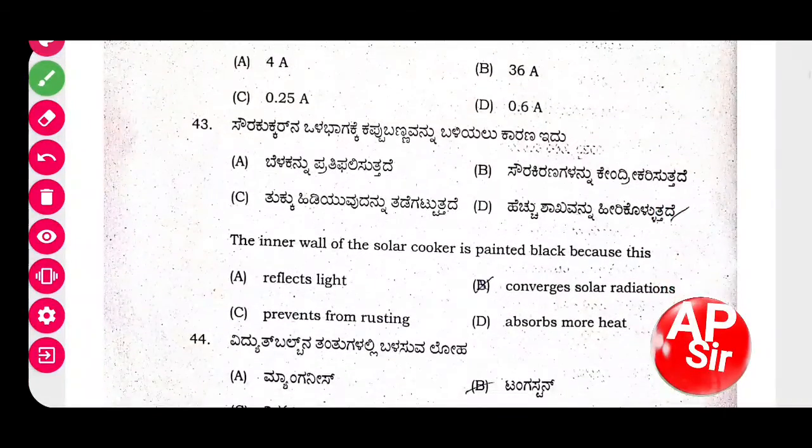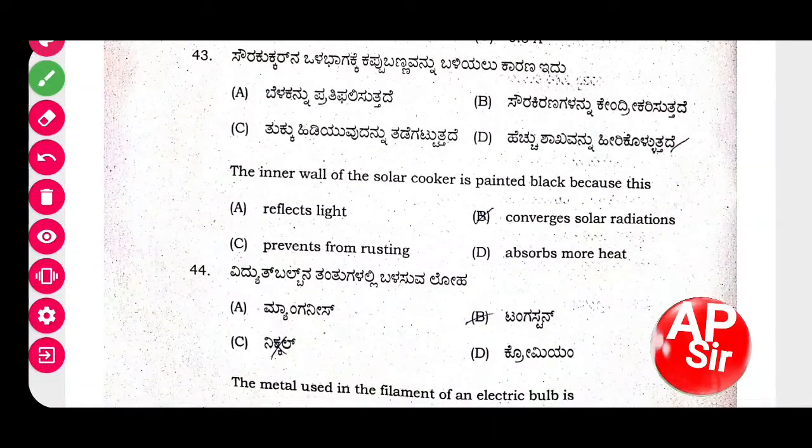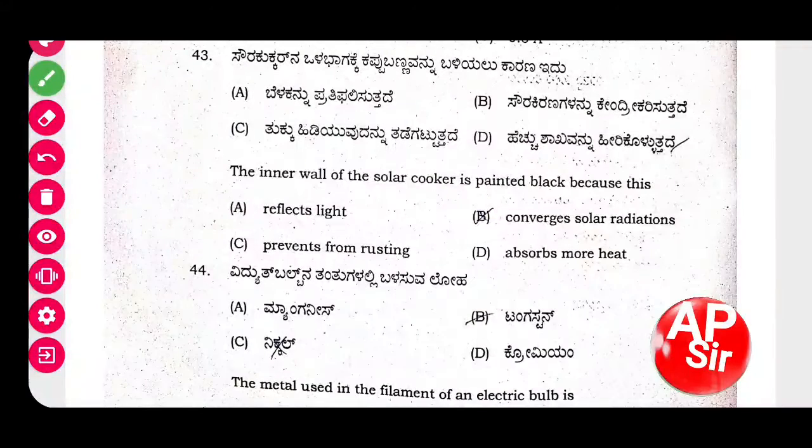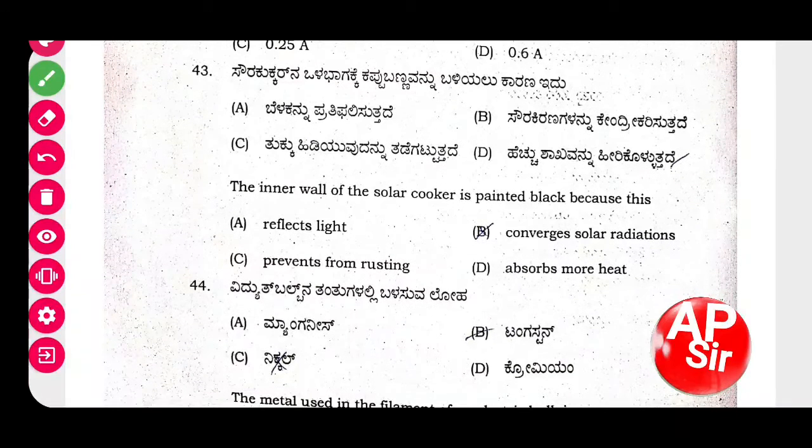The next one: the inner wall of the solar cooker is painted black because, what is the reason? Very important question. It is from your sources of energy lesson. Option A, reflects light; second, converges solar radiations; prevents rusting; absorbs more heat. The accurate answer will be option D.